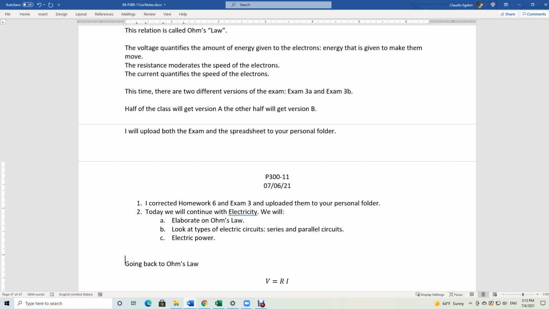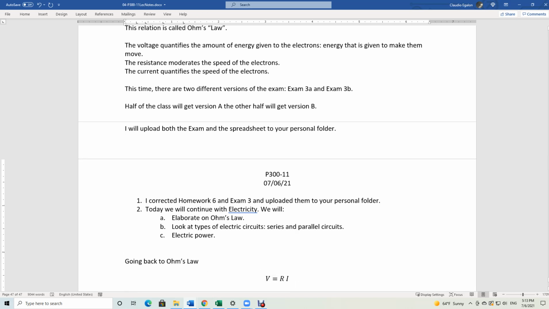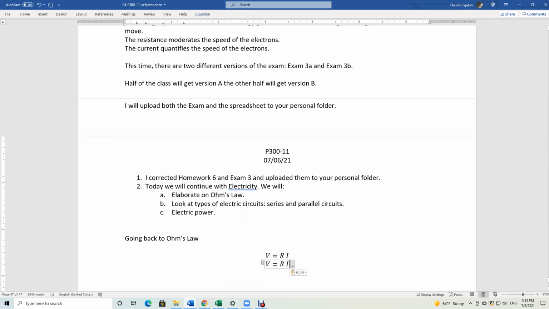You have V equal to R times I. This relation can be written differently, right? You can write that as I equal to V divided by R.